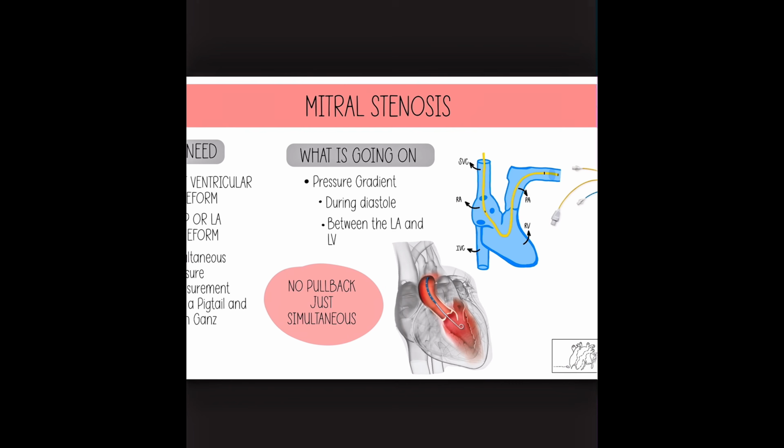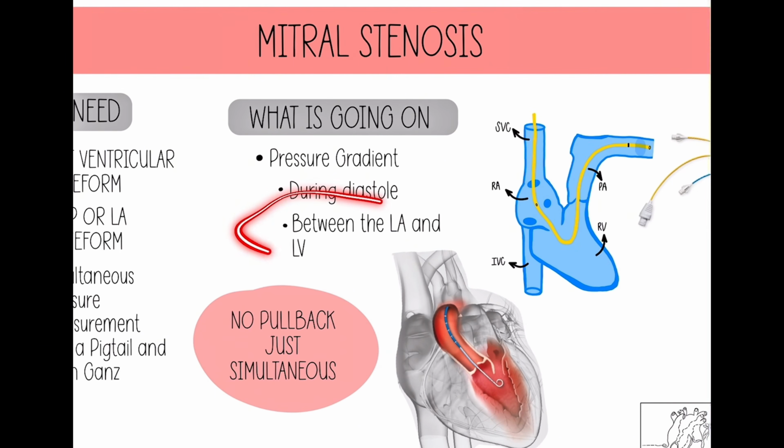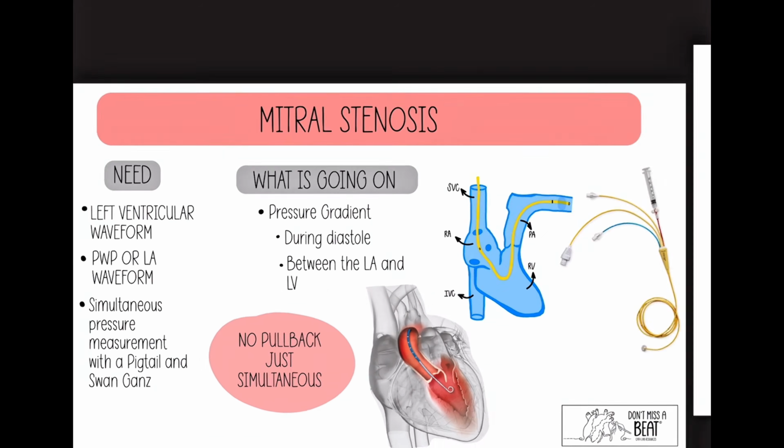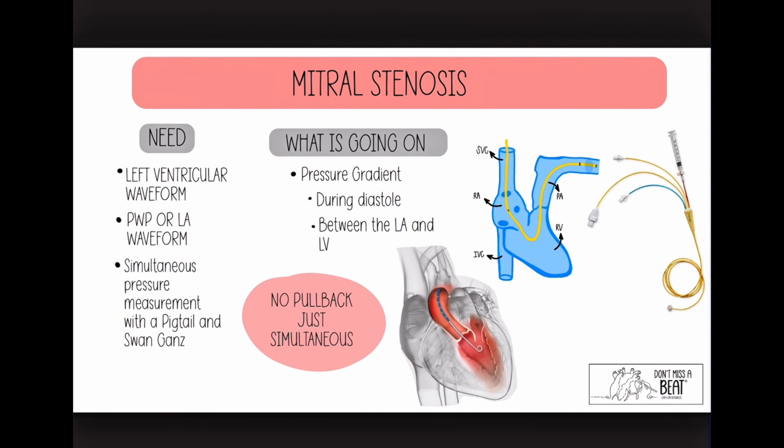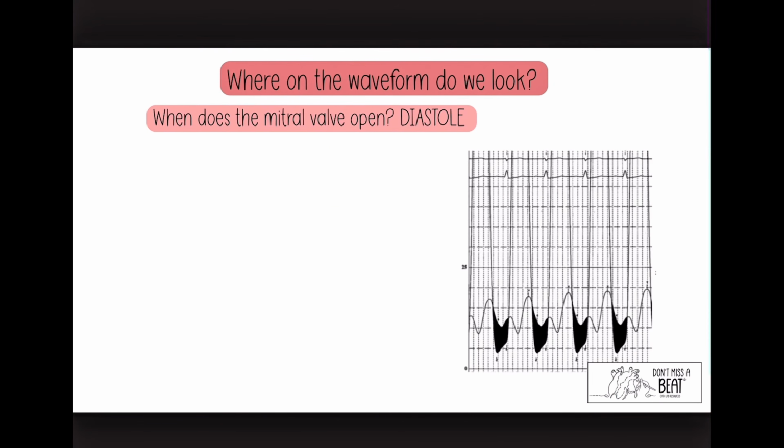Now, where are you looking? You're going to find a pressure gradient during diastole. Remember, ventricular diastole, that is when that valve opens, and it's going to be between the left atrium and the left ventricle. You're not going to do a pullback here. You're going to stay in these 2 positions and just record overlaid waveforms during the entirety of that cardiac cycle. So let's take a look at what this looks like.